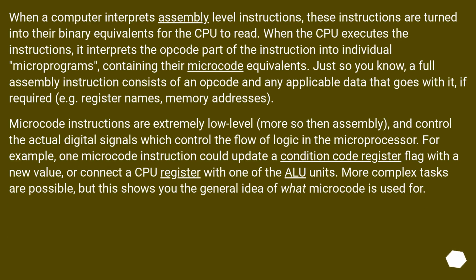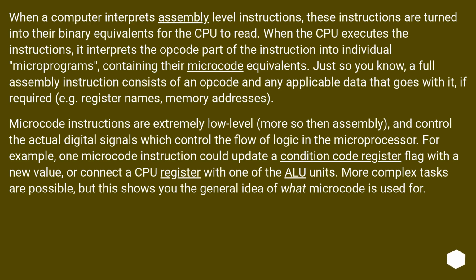When a computer interprets assembly-level instructions, these instructions are turned into their binary equivalents for the CPU to read. When the CPU executes the instructions, it interprets the opcode part of the instruction into individual microprograms, containing their microcode equivalents. Just so you know, a full assembly instruction consists of an opcode and any applicable data that goes with it, if required, for example register names, memory addresses.